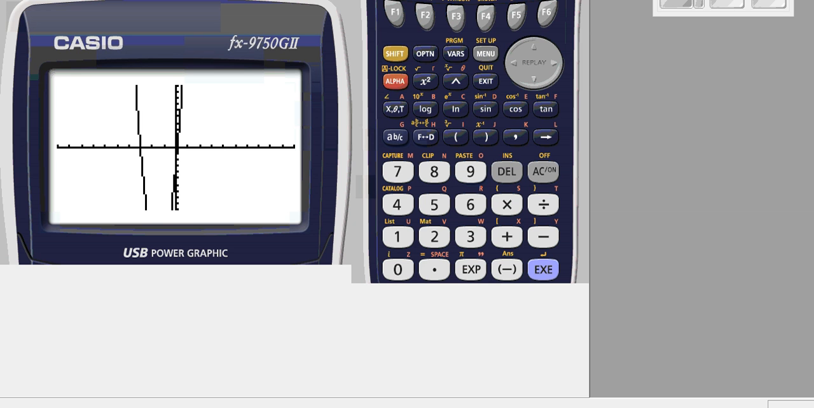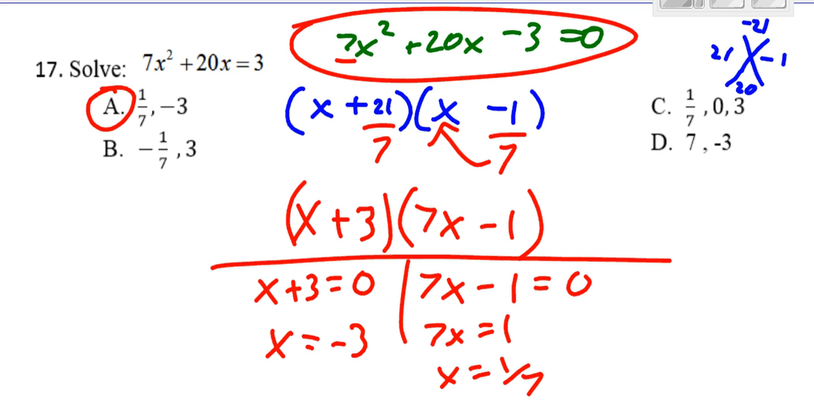If you want to know exactly what that was, all you got to do is G-solve, root. You get negative 3, like we said, and this is 0.143, which is 1 over 7. 1 over 7, negative 3. You can solve these with a calculator. Your calculator can get those same answers. It just looks different.